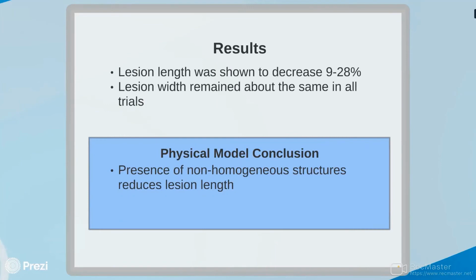The results of this study show that lesion length decreases by 9 to 28%. Lesion width remained the same in all trials. The conclusions reached from the physical model are that the presence of non-homogeneous structures reduces lesion length.